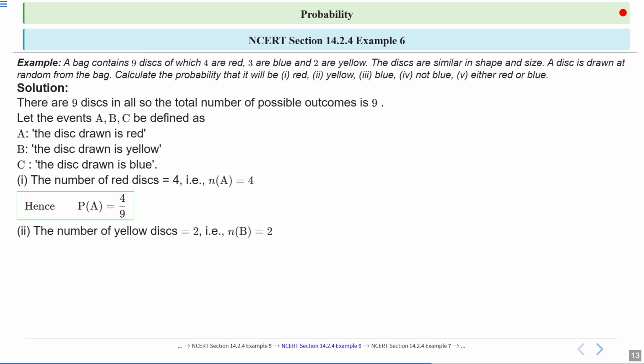Now the number of yellow discs is 2. That is, the number of elements in event B is 2. So now the probability of B is equal to 2 over 9. The total number of possible outcomes is 9, and out of 9 there are 2 yellow discs. So the probability of B is equal to 2 over 9. Clear?